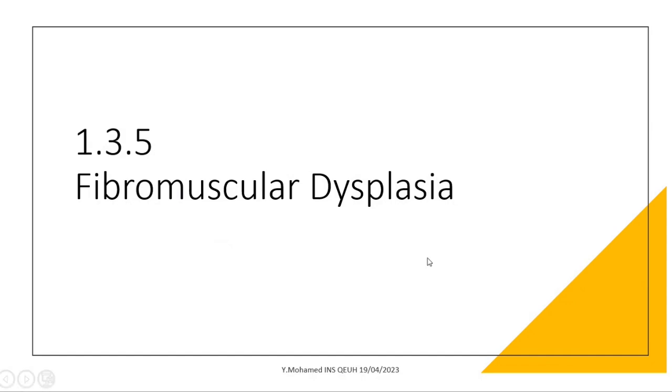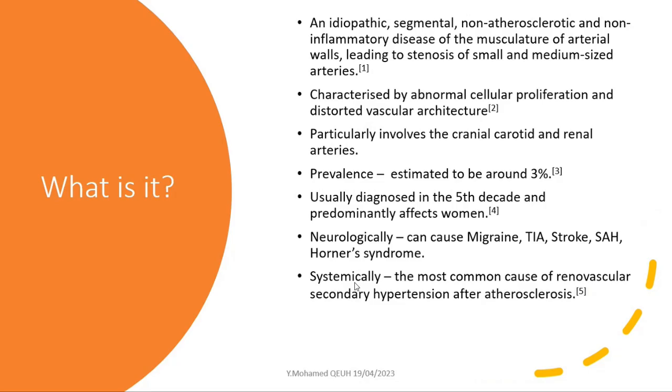So today I thought I'd do a 135 on fibromuscular dysplasia. This is a condition which is defined as an idiopathic segmental non-atherosclerotic, non-inflammatory disease of the arterial wall musculature, which leads to stenosis of small and medium-sized arteries. It's characterized by an abnormal smooth muscle cell proliferation within the vessel wall that leads to distorted vascular architecture.